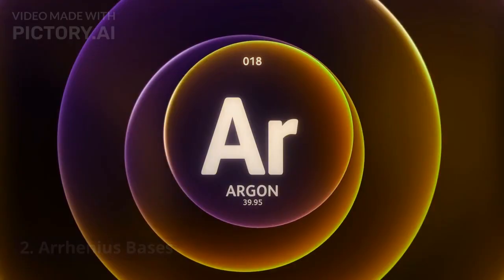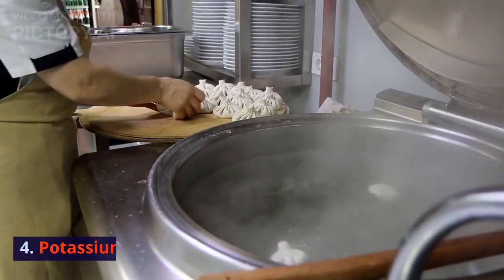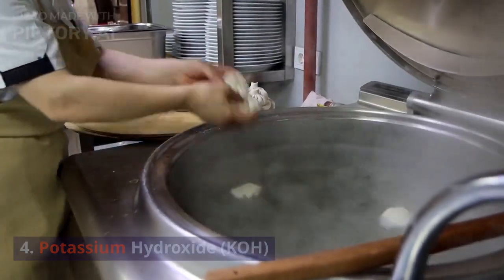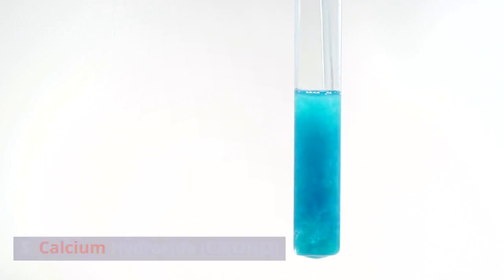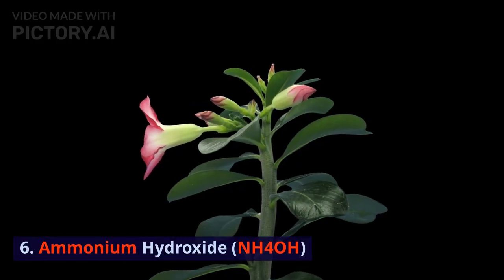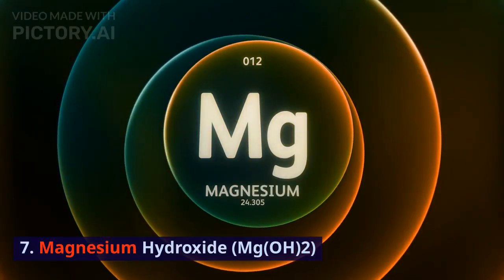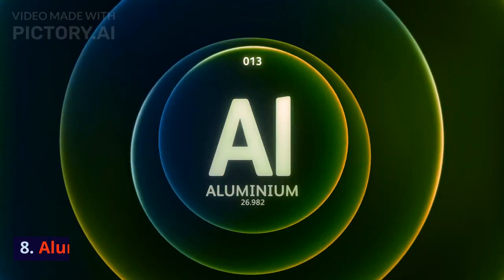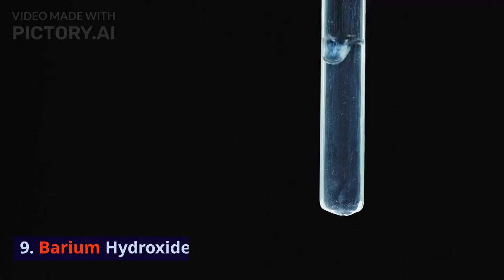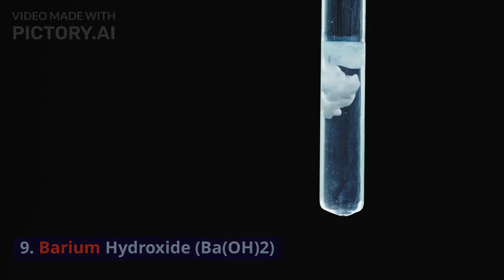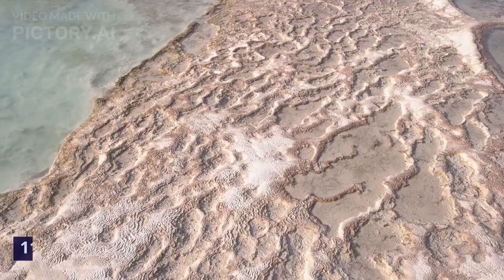Arrhenius bases: sodium hydroxide, NaOH; potassium hydroxide, KOH; calcium hydroxide, Ca(OH)2; ammonium hydroxide, NH4OH; magnesium hydroxide, Mg(OH)2; aluminum hydroxide, Al(OH)3; barium hydroxide, Ba(OH)2; sodium bicarbonate, NaHCO3.